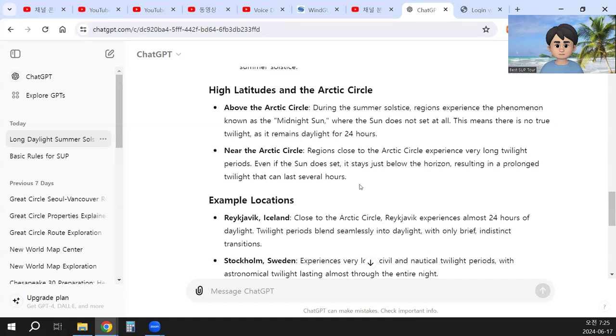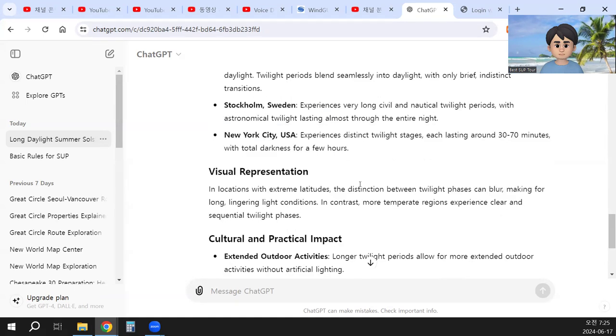Example locations. Reykjavik, Iceland, has almost 24 hours of daylight, and the twilight period runs seamlessly into daylight. Northern Sweden experiences a long civil twilight period, with astronomical twilight lasting almost through the entire night. New York City experiences the twilight stages lasting around 37 minutes, with a few hours of total darkness. Visual representation: in locations with extreme latitude, the distinction between twilight phases blurs, making for prolonged lingering light conditions.